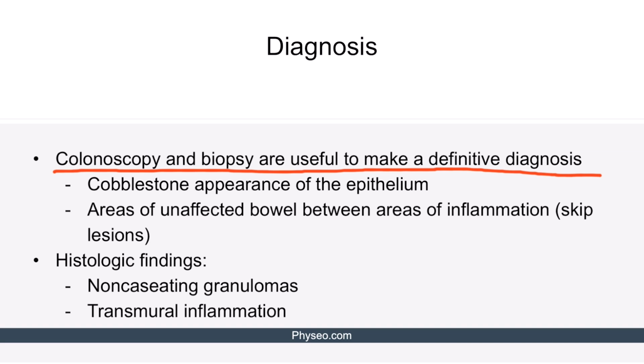Obtaining a biopsy can reveal two histologic findings that are very characteristic of Crohn disease. The first and most distinguishing one is the presence of non-caseating granulomas. Second, if a sample of all layers of the bowel wall were taken, it would show transmural inflammation, meaning that Crohn disease causes inflammation of all layers of the bowel wall.